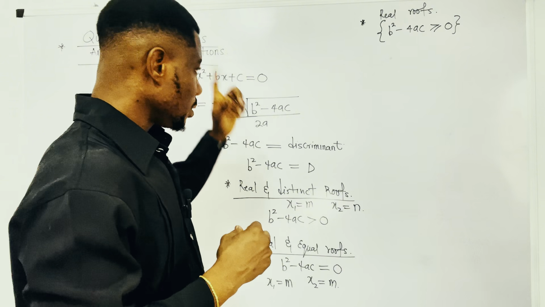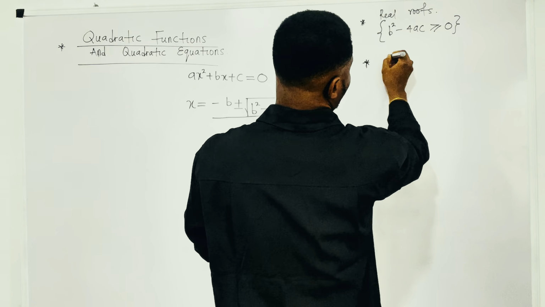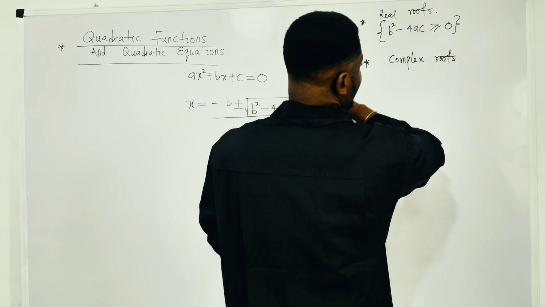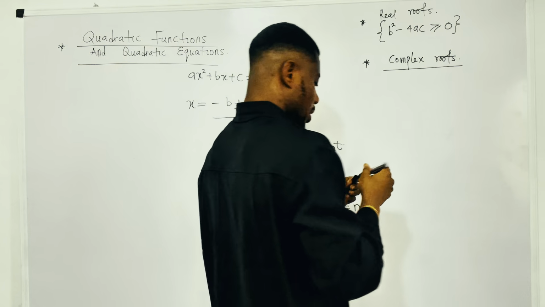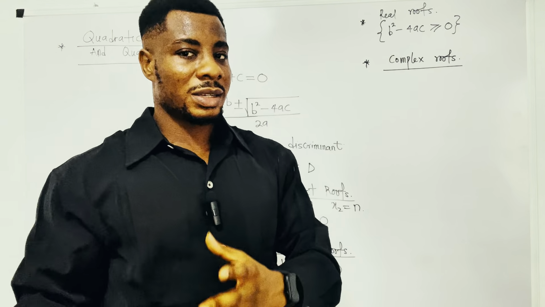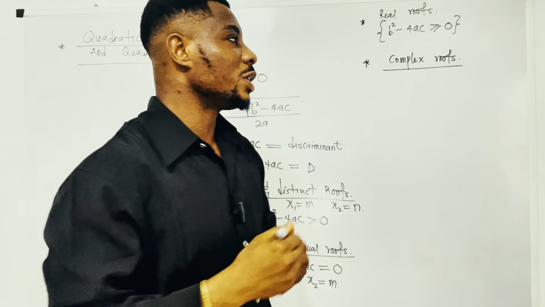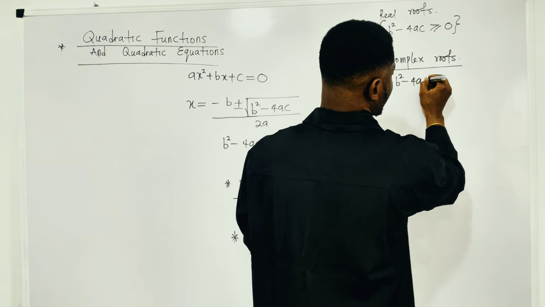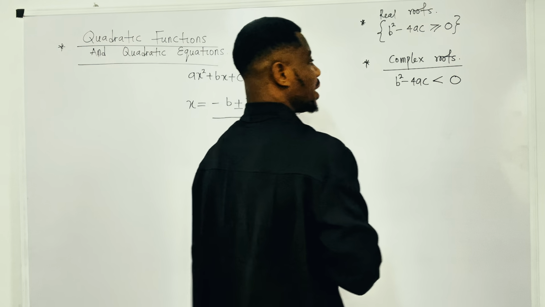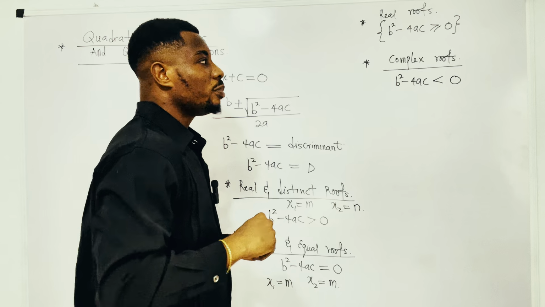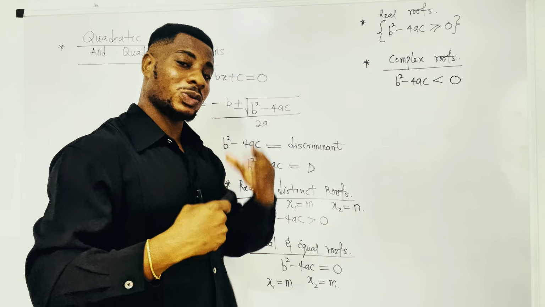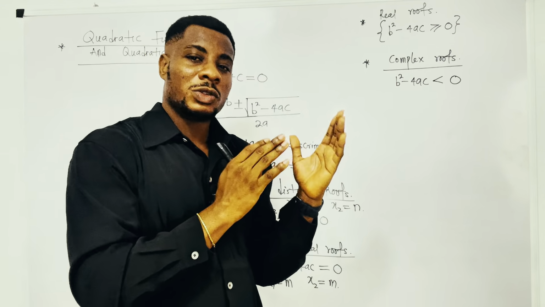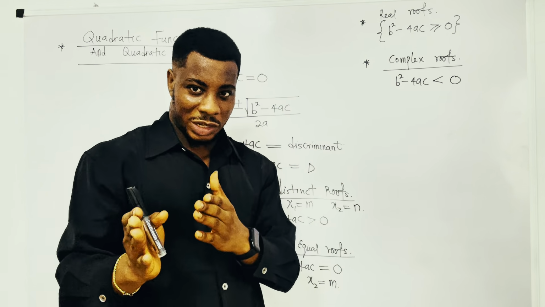Now the next type of root we talk about is the complex root. Complex roots are roots that are complex numbers. They are not real numbers. When do I have complex roots? When your b squared minus 4ac is less than 0, so it gives me a negative number. So complex roots are complex numbers. What are complex numbers? A complex number is a number that has two parts, the real part and the imaginary part.